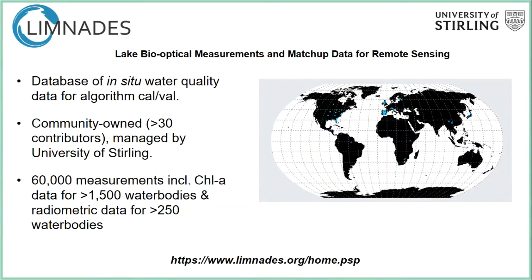So we then would see Limnadis as a community-owned database, although it is managed by ourselves at the University of Stirling. And currently it's about 30 different contributors to that database from across the world, and it's shown there in the map on the right-hand side. And currently we've got about 60,000 measurements in Limnadis. Mostly measurements of chlorophyll A, so that's a kind of proxy for the kind of productivity of the water body. And those data cover about 1,500 water bodies in total, although a slightly smaller subset of those water bodies actually have radiometric data for the validation of satellite radiometry.